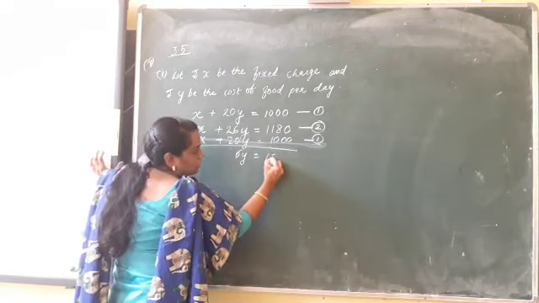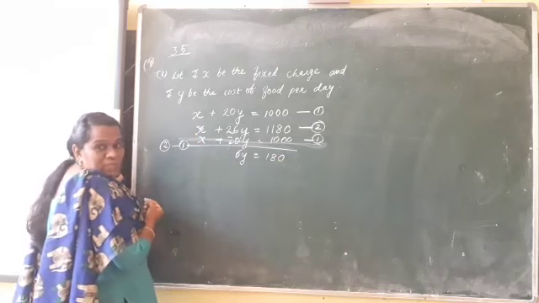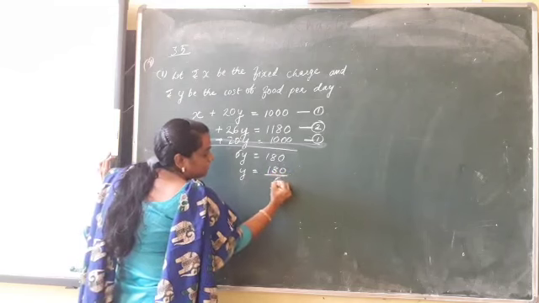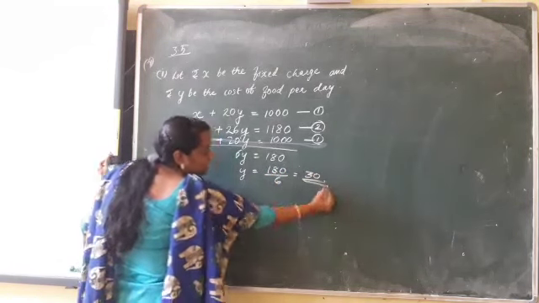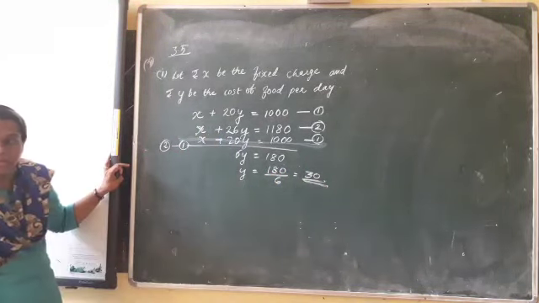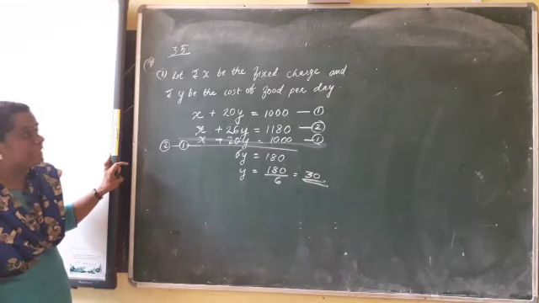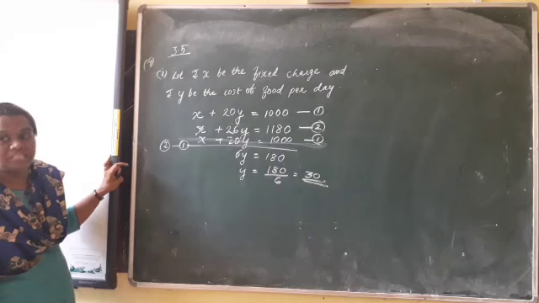1080 with 1000. What we get? 3x6y is equal to 180, and y is equal to 180 divided by 6. We got the answer easily. y is equal to 30. That means the cost of food per day is 30 rupees. Let's find x. How to find x?